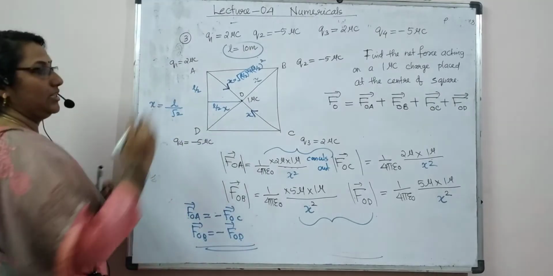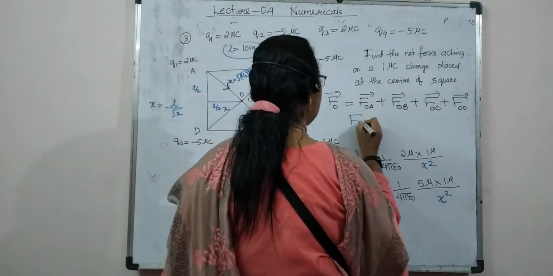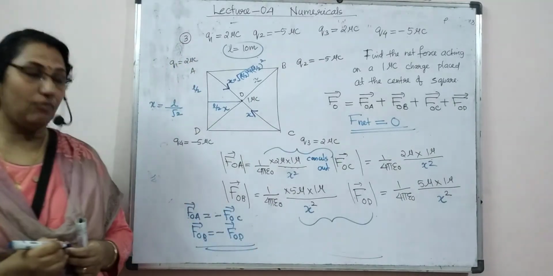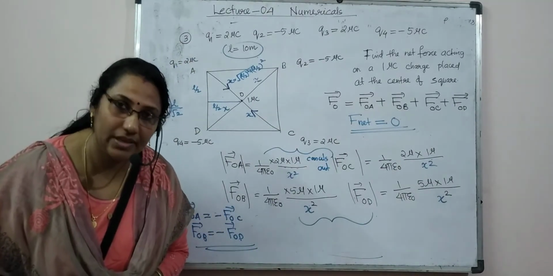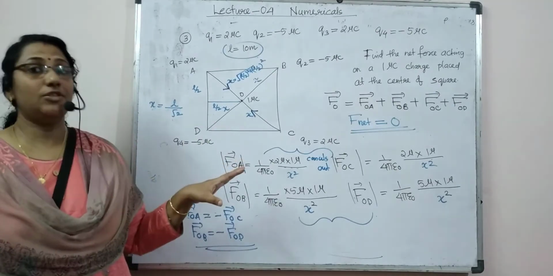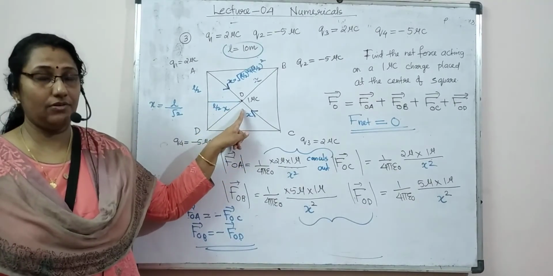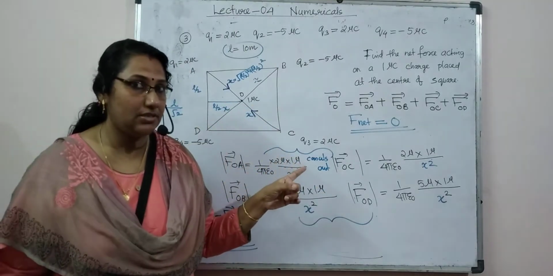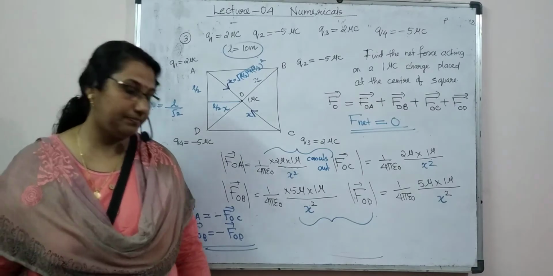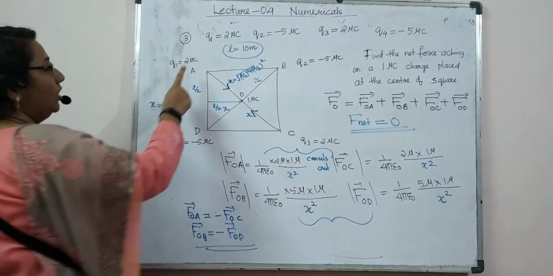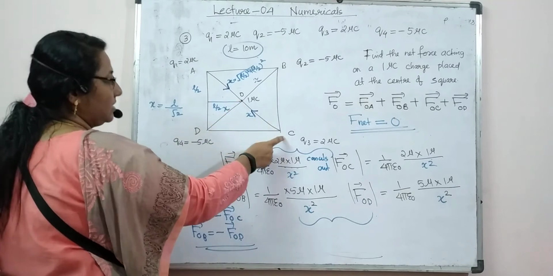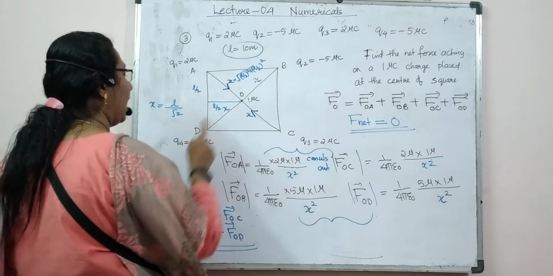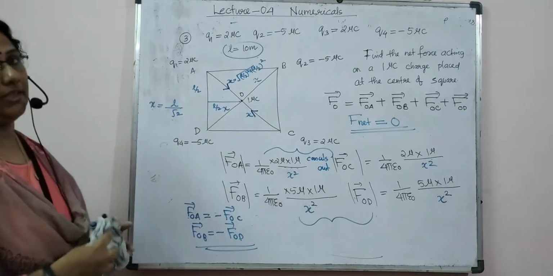Okay, what is the net force now? The net force acting is equal to 0. The net force acting on 1 mu coulomb is equal to 0. Is it clear? Okay. So, the principle of superposition states that the net force acting on a charge is always the vector sum. Here the net force becomes 0. The force provided by A on O and C on O, equal and opposite, cancels out. The force provided by B on O and D on O are equal and opposite, cancels out.